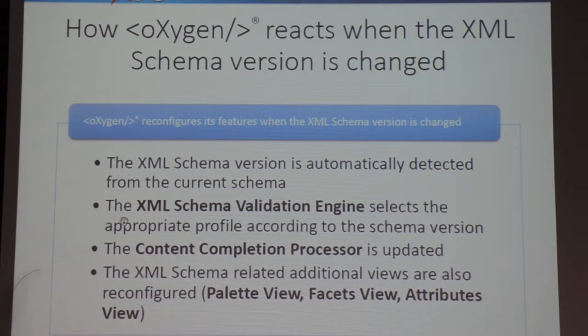When you're changing the version of your schema, oXygen automatically detects the version you just set and configures the validation engine, the content completion processor, and also the additional views like the palette view, the facets view, or the attributes view.